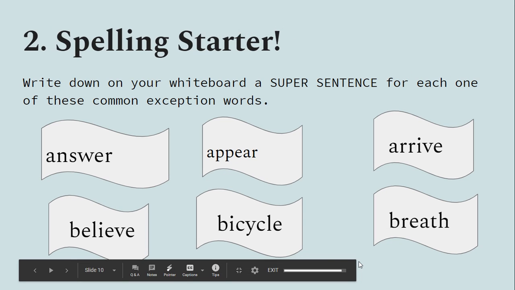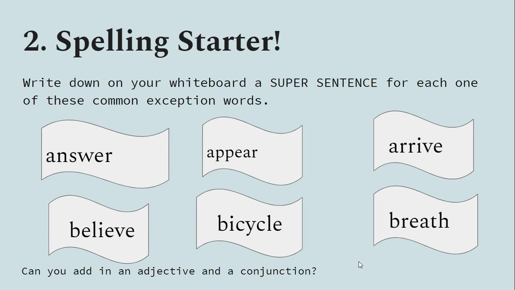So, Lesson 2, Spelling Starter. Write down on your whiteboard or a piece of paper a super sentence for each one of these common exception words. Can you add in an adjective and a conjunction to each one? Give yourself about 3 minutes to complete this task.